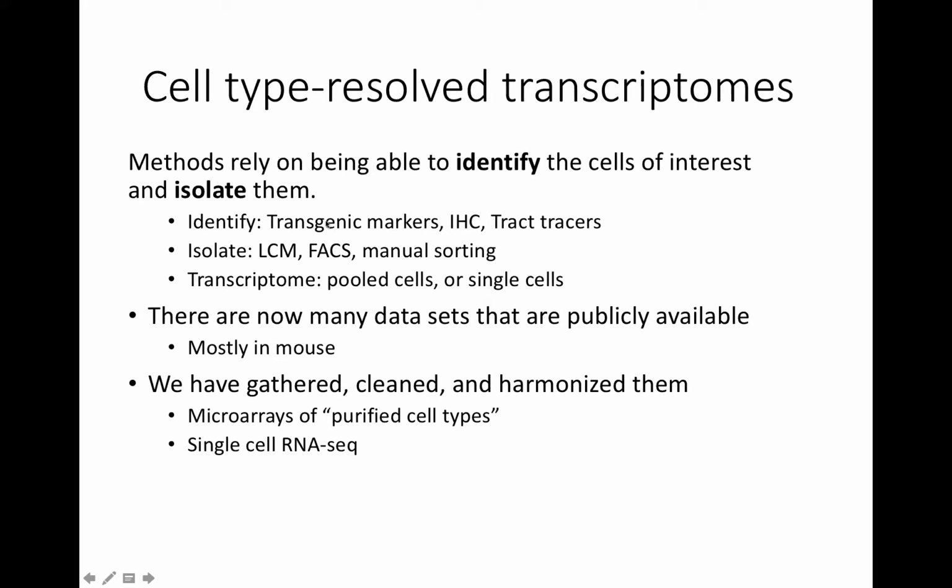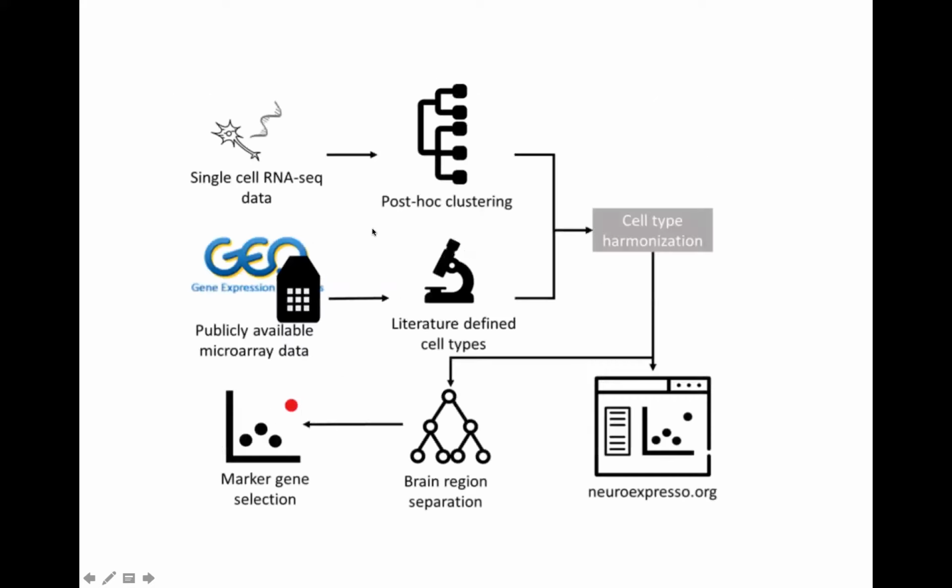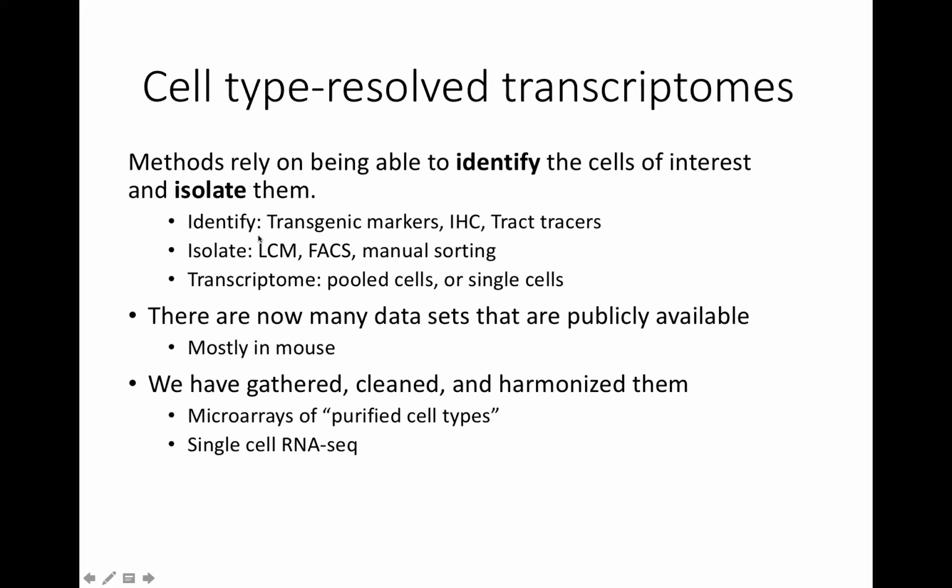So transgenic markers, immunohistochemistry, using one known marker to try to pull out the cells. Track tracing is another method that's been used. And then isolation, so laser capture microdissection or fluorescence activated cell sorting, manual sorting. These are all methods that people have used to get the cells out. And then, of course, we measure transcriptome using either pooled cells or individual cells more recently.